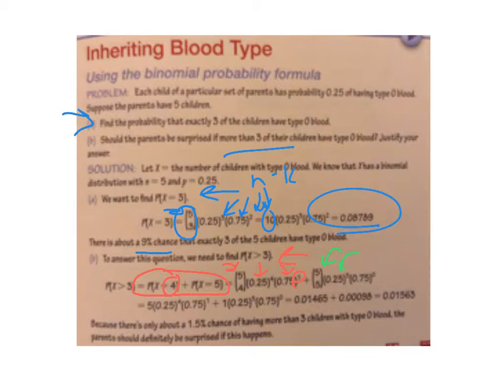times my success to the 5th power, to the k, and then n minus k here, which is going to be equal to 0, because 5 minus 5, to my failures to the 0 power, which gives me 1. So when I add those two probabilities together, I get a probability of 0.01563. So basically about a 1.5% chance that more than 3 children are going to have type O blood. And so that would most likely be considered surprising.